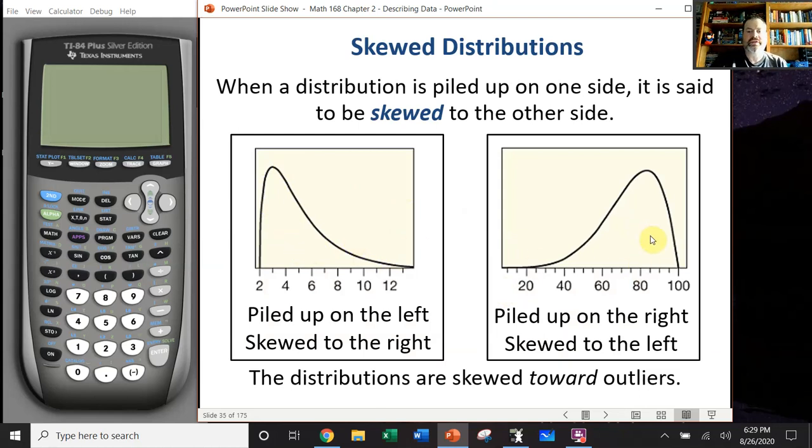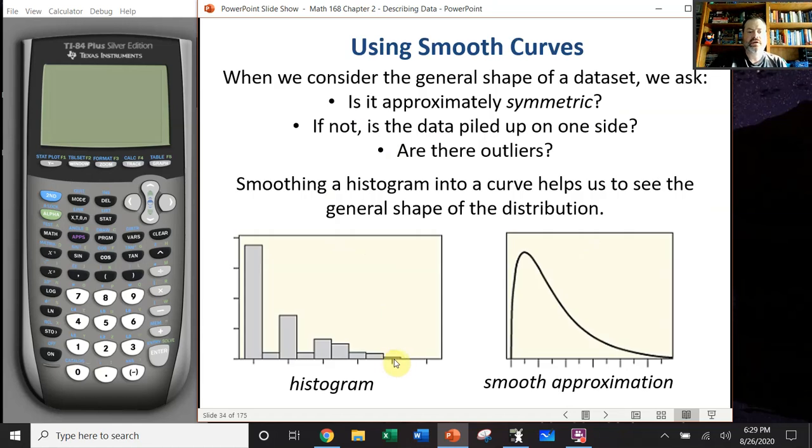Well, this one over here is exactly the opposite, right? It's piled up on the right, so it's skewed to the left. The distributions are skewed towards outliers. So the idea is that, and I'm going to go back one slide again, think about data values that are way out here. It's not really close to most of the other data values, so it could be an outlier. Well, outliers, by definition, mean that there's not very many of them because they're far away from the majority of the data values. So if it's piled up on the left, it has to be skewed to the right, and therefore the outliers have to be on the right side.